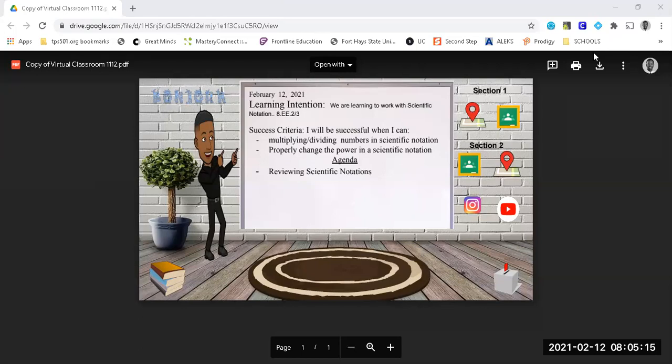We're going to look at two examples. The success criteria state that multiplying, so that's changing numbers in scientific notation, is what you'll be able to do, but also properly changing the power in scientific notation. I'm going to pull up my whiteboard right now, and we're going to work out two problems.